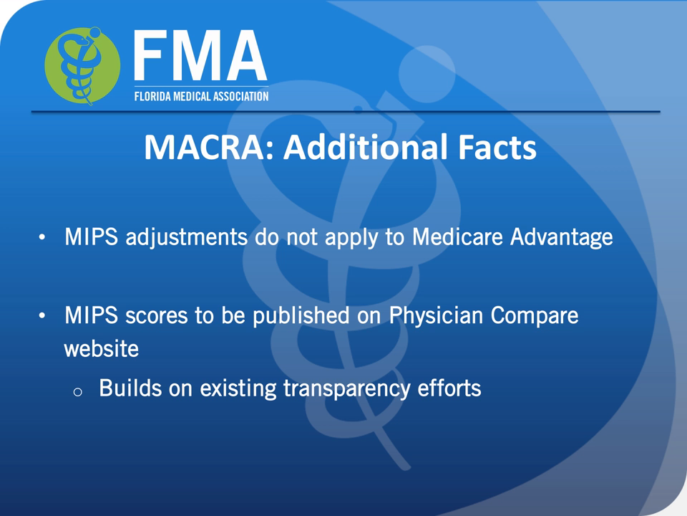Some additional facts about MACRA. MIPS payment adjustments don't apply to your in-network Medicare Advantage claims. Medicare Advantage contracts are still going to be negotiated with carriers, and may or may not include any sort of pay-for-performance component to them. The merit-based incentive payment system scores are going to be published on the Physician Compare website, so keep that in mind too. Whatever your scores are on the various components of the MIPS program and your overall MIPS composite score will be published, which builds upon existing transparency efforts that CMS has been supporting. So do keep that in mind, that your score under MIPS will ultimately be public.